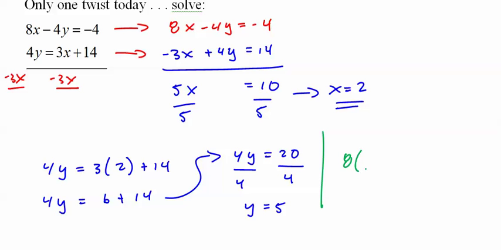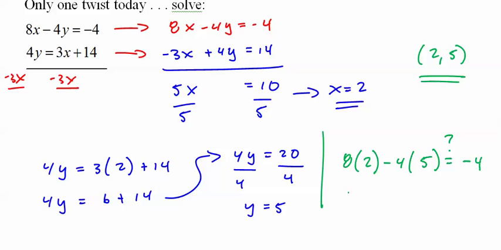8 times 2. Oh, I should have written out my answer: 2, 5. Like I said, always x, then y. Boy, do a lot of people make that mistake. 8 times 2 minus 4 times 5. Let's try to find my solution. Equals, or does it? Negative 4. 16 minus 20 does indeed equal negative 4. So it works.